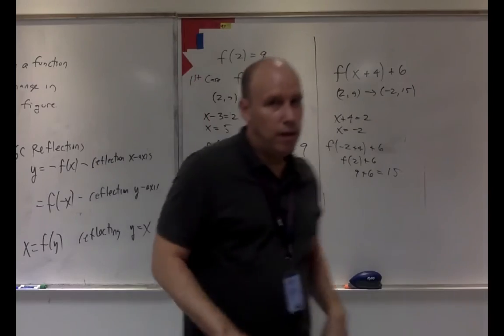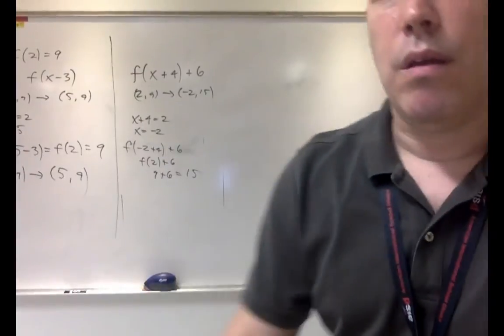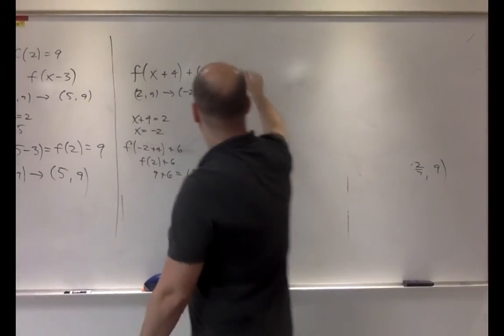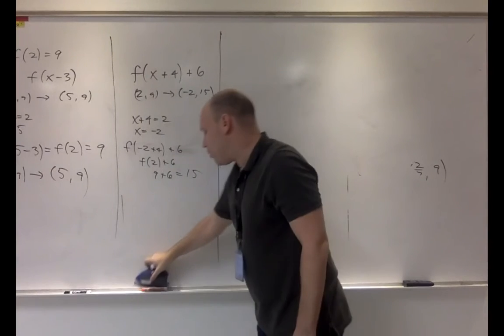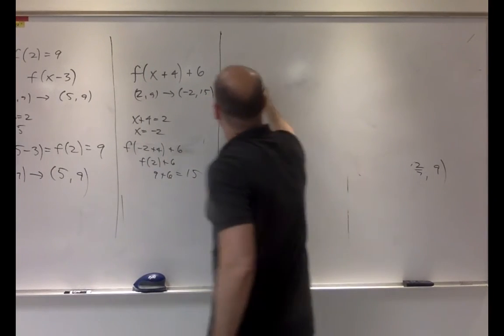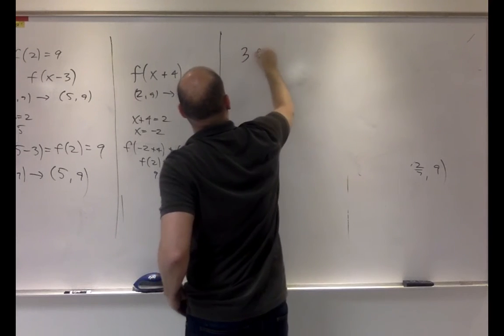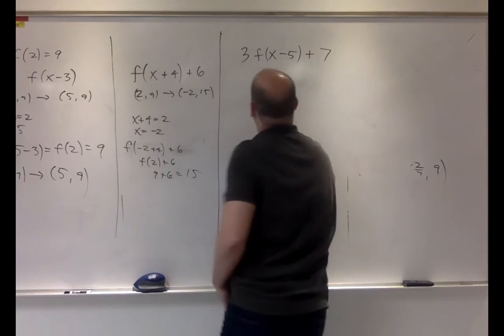So that's the algebra. This is the inspection. Cool. Let's move on. Let's do some horizontal shifts. What do you think? So we affected the x, we affected the y just by shift. Now let's do some stretches. How about this? 3 f of x minus 5, plus 7.